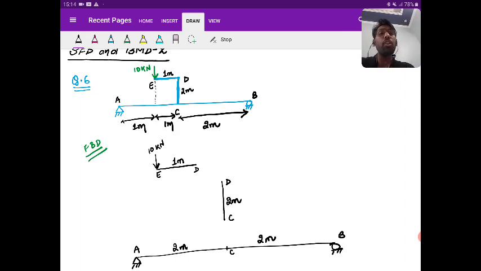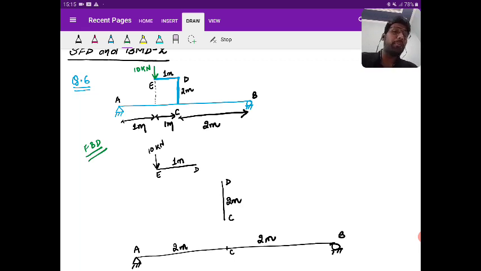Now I'm going to balance the members one by one, depending on the load applied. First we can see the load is applied on the member ED, so first I will be balancing the member ED. For any member to be balanced in two dimensions, we have three equilibrium equations: summation Fx equal to 0, summation Fy equal to 0, and summation moment in the z direction about any point equal to 0.